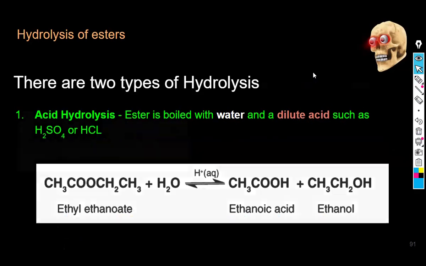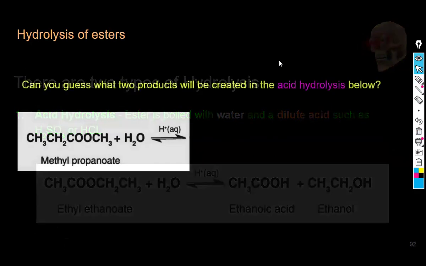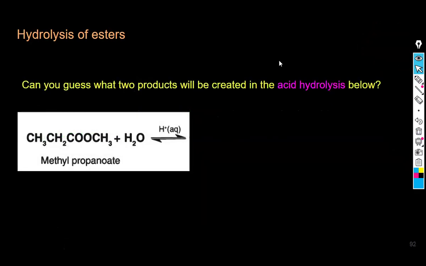But there's another type of hydrolysis. Oh, by the way, before we go to this one, if we start off with methyl propanoate, this is the name of the ester, we're still doing acid hydrolysis. Anybody want to tell me what two products we're going to end up with? Send it to me. I want the name of the original acid and the original alcohol.